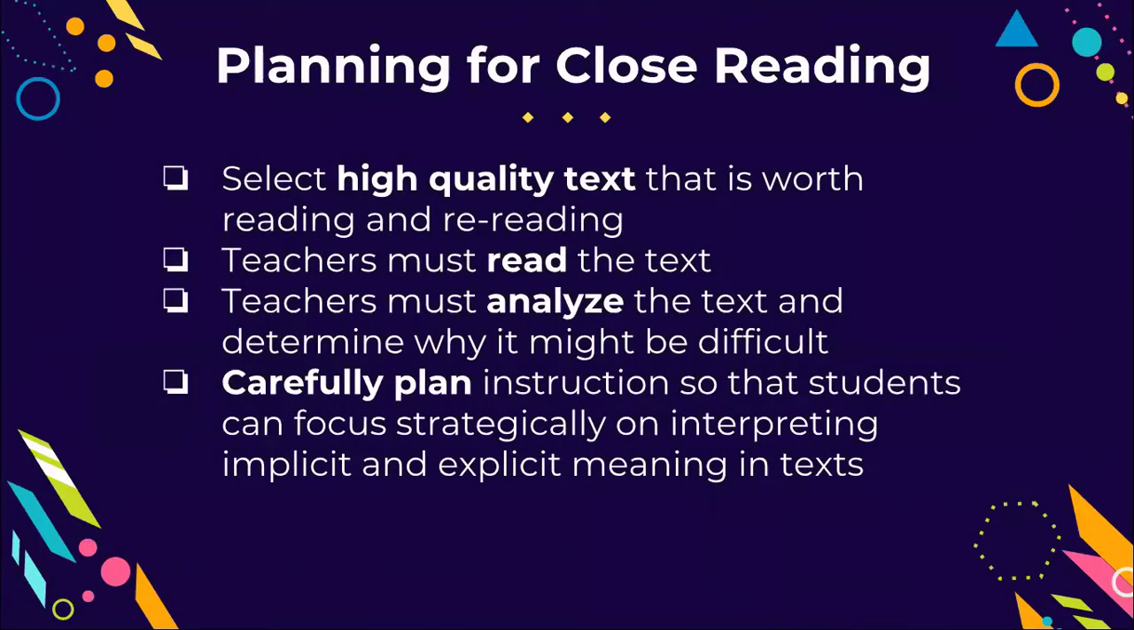So when planning for close reading, students are not going to closely read every single thing that they have to read, but when you do, it should be high quality text that's worth reading and rereading. Because typically when close reading, students are reading a minimum of 3 times. Usually the first time slowly, then going back and reading it again for a different purpose, whether it's answering a specific question or finding a specific feature.